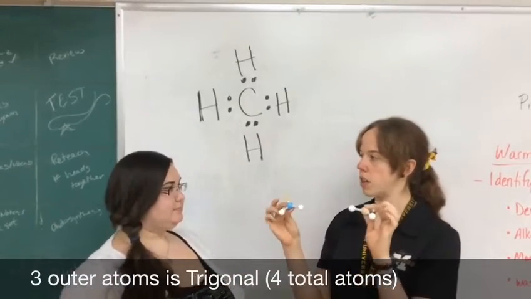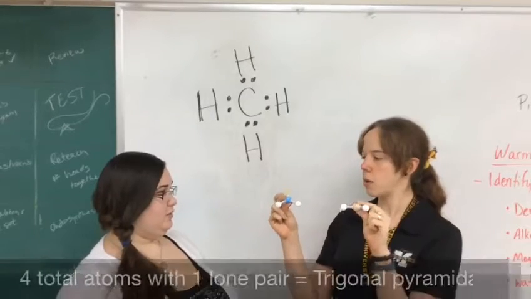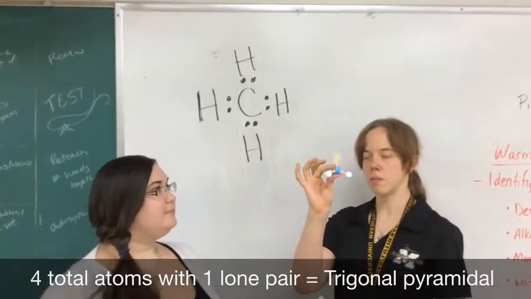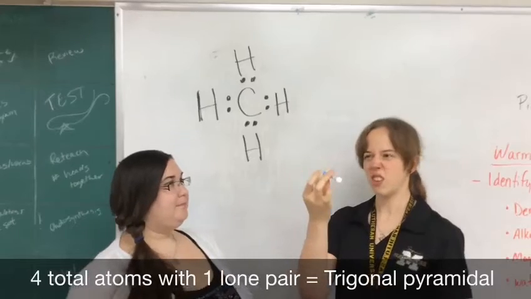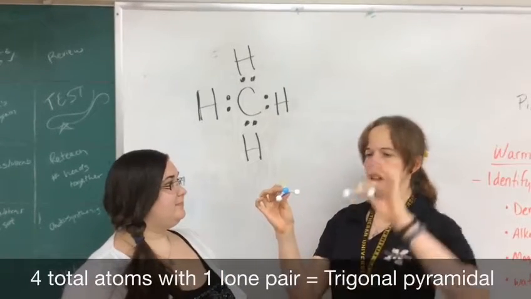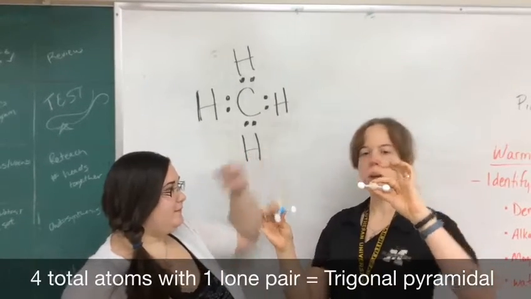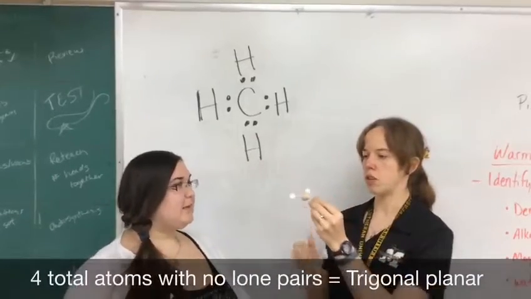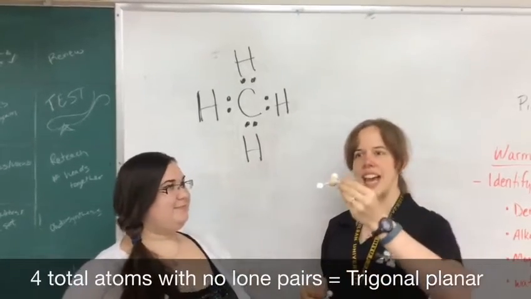If we only have 4 atoms total, and so we have 3 atoms around, it could be 2 things. They're both going to be trigonal. This one is pyramidal. It looks like a pyramid. What does it have that this one doesn't? Lone pair. This one is going to be trigonal planar, because it's all flat, like a plane.